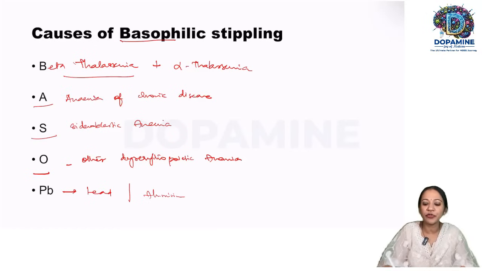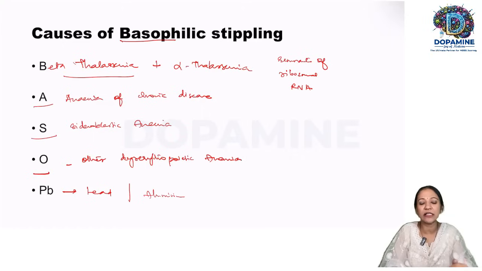So what is this basophilic stippling? They are the remnants of ribosomal RNA. So that is basophilic stippling. Here with the scenario, we come to a diagnosis of lead poisoning. Next question.